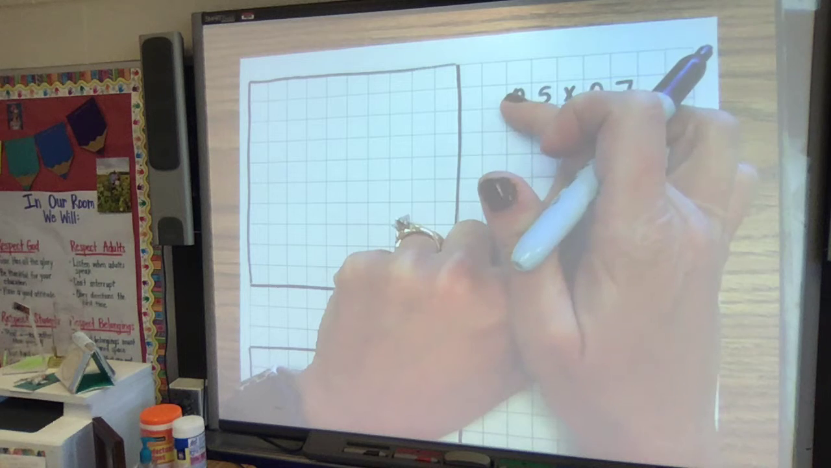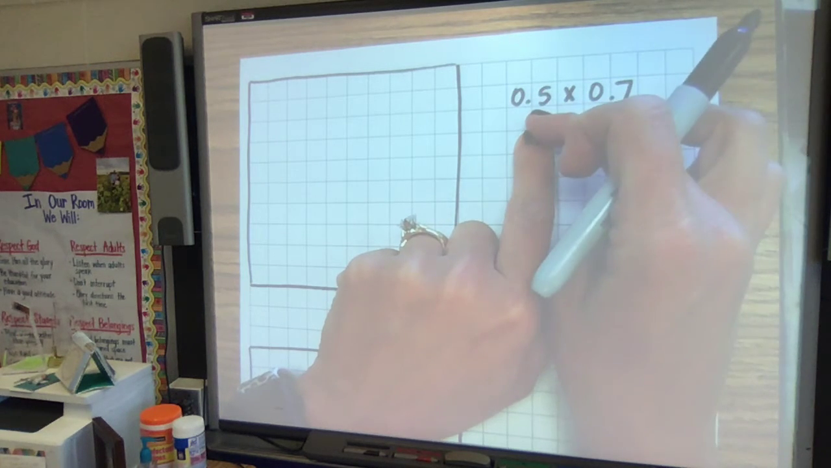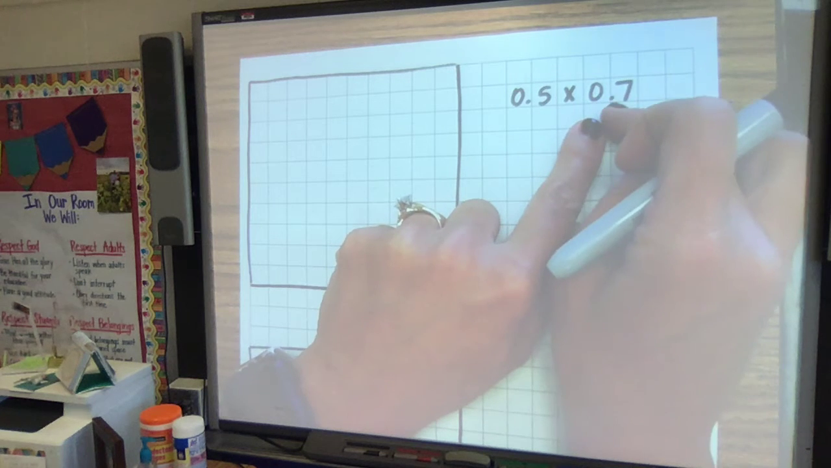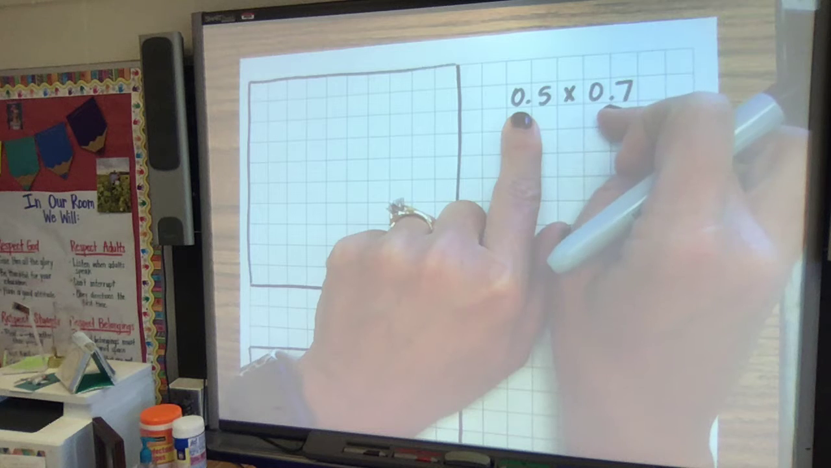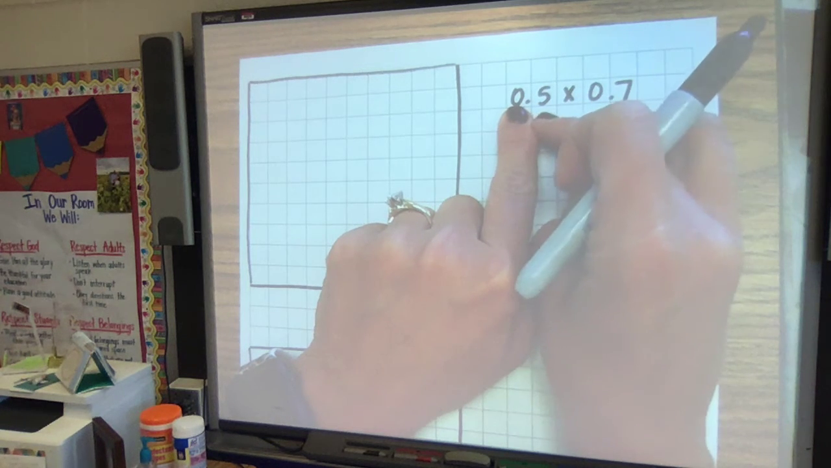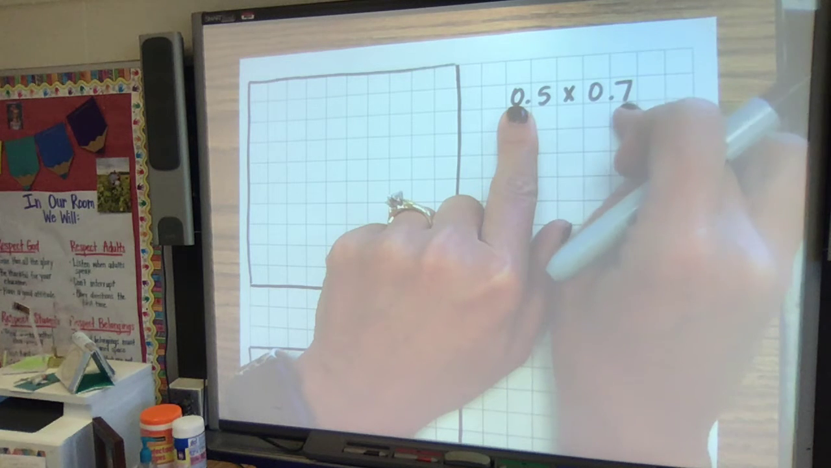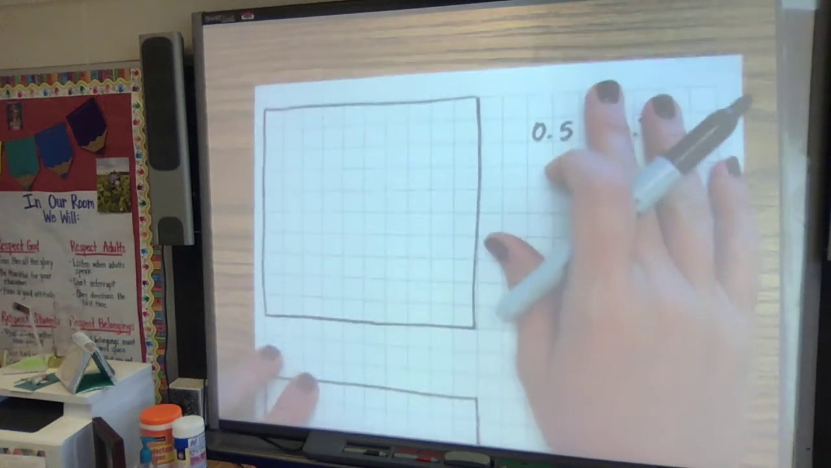Remember that you're multiplying a decimal by a decimal. You're going to get a smaller number because you're finding 7/10 of the 5/10 or 5/10 of the 7/10. You're looking at this number and you're finding a fraction of that amount, because this 7/10 as a decimal means 7/10 as a fraction. You're finding a part of that.